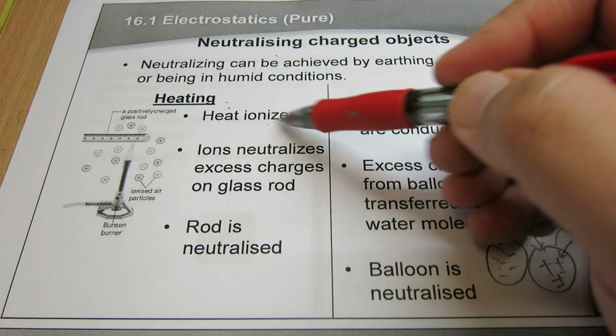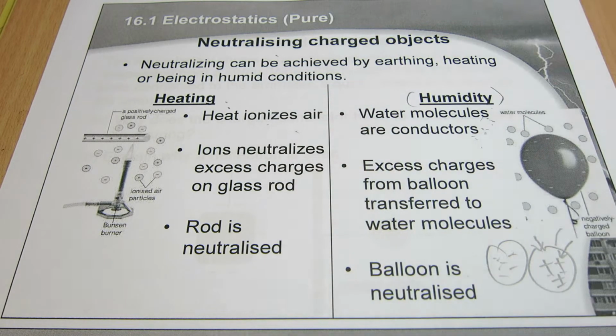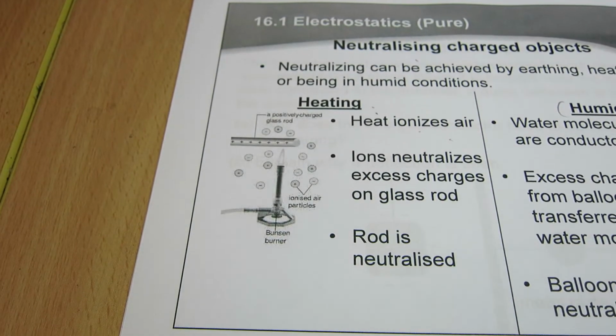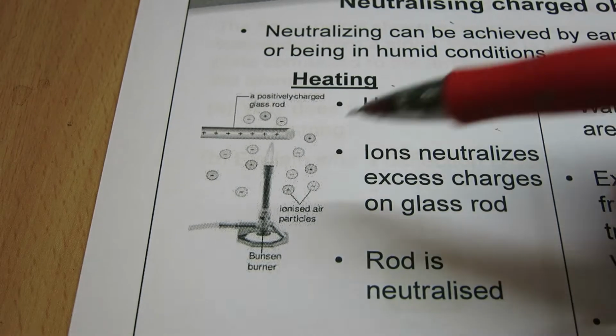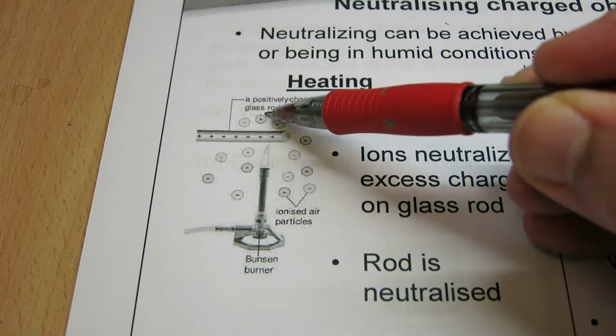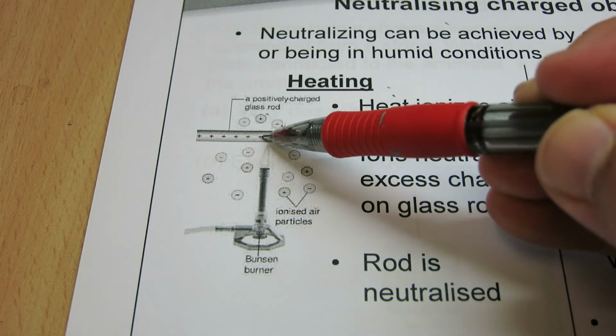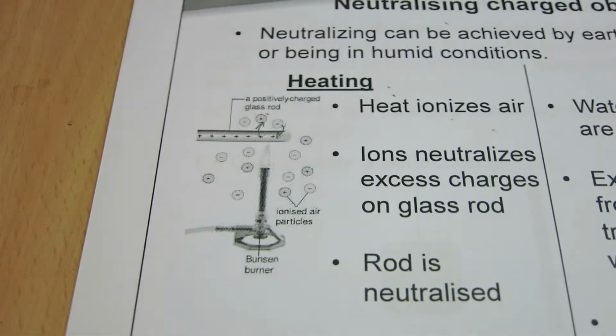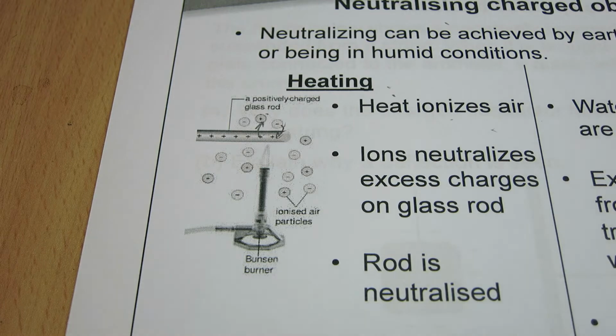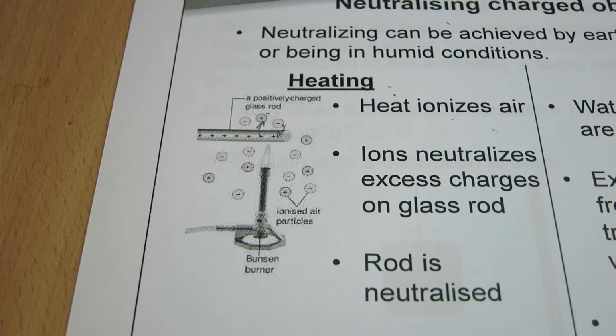So humidity will actually neutralize you quite quickly. Heating also does the same. What heating does is it ionizes the air. It causes the air to separate into electrons and protons, and therefore I have a lot of negative charges and positive charges flying around, which can either give electrons or take electrons for the positive charge. So heating will also cause neutralization.